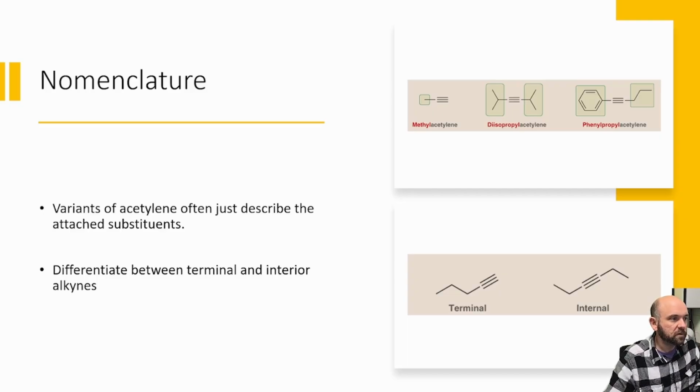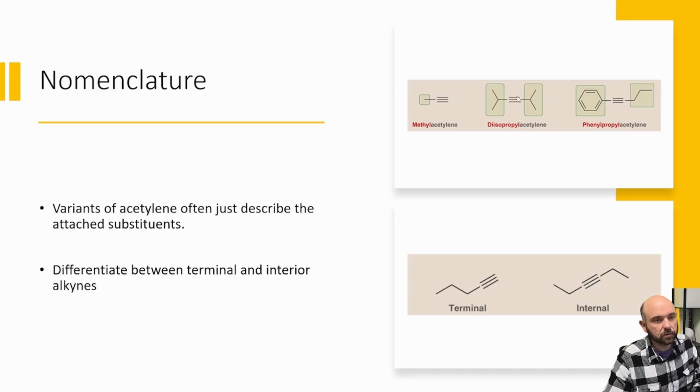A few more notes about nomenclature on this slide before we practice a few. We see that small variants of acetylene are often just described by their attached substituents. We got a few examples here. We notice this first one. This is an acetylene molecule, but instead of a hydrogen on one end, that hydrogen has been replaced by a methyl group. So it would be not incorrect to call this one methyl acetylene.